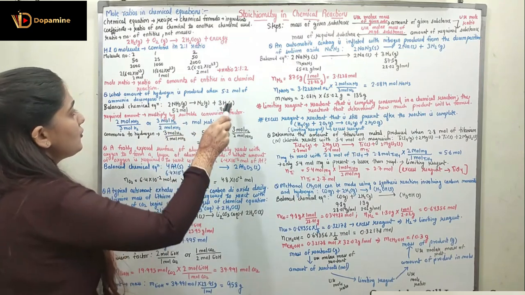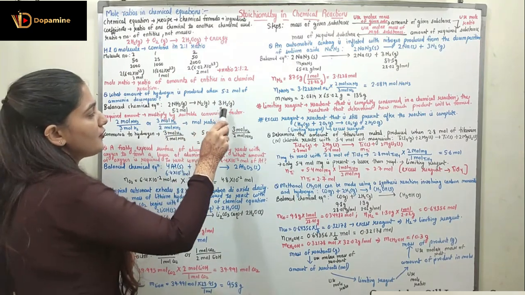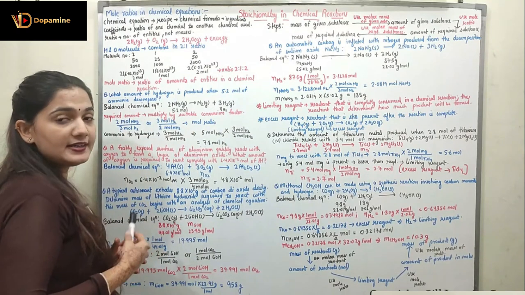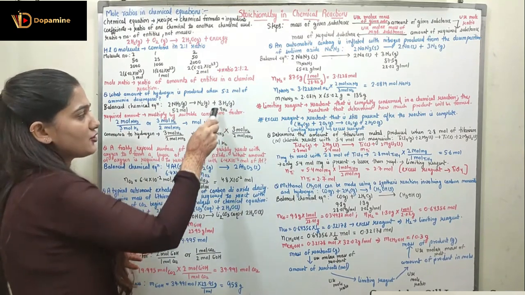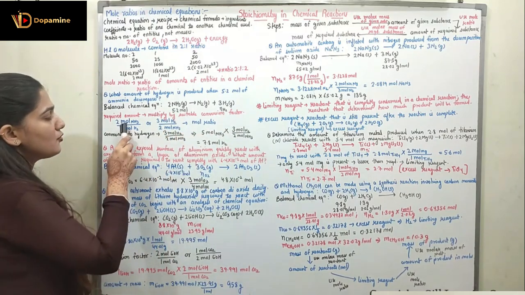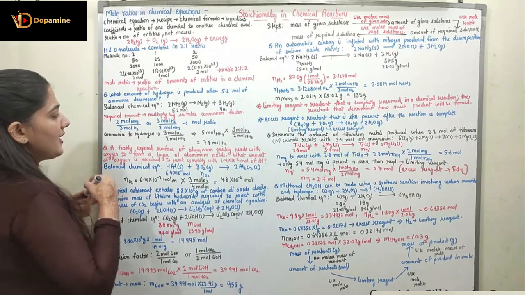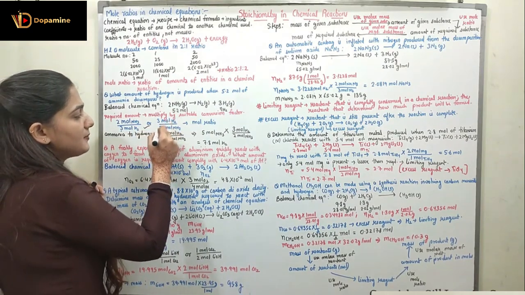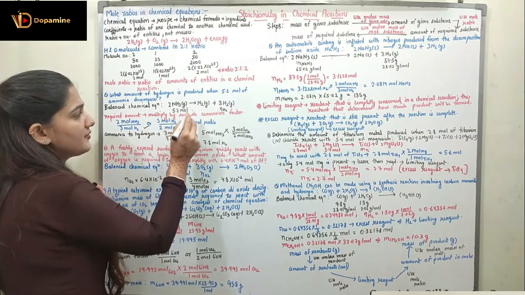What do we have to find out? We have to find out the number of moles of H2, right? So what is the required amount? We have to find out the number of moles of H2. For that we need to find the suitable conversion factor. 2 moles of NH3 divided by 3 moles of H2 could be one conversion factor, and 3 moles of H2 divided by 2 moles of NH3 could be the second conversion factor.